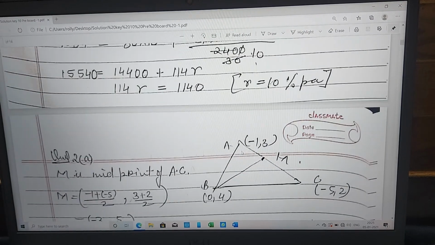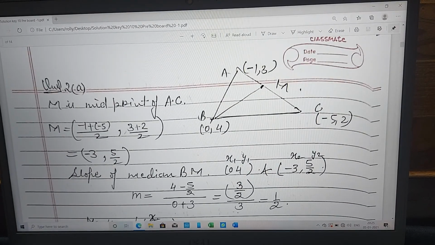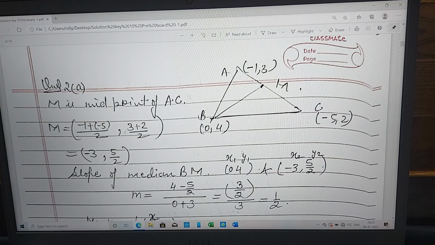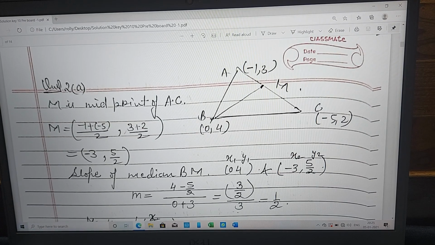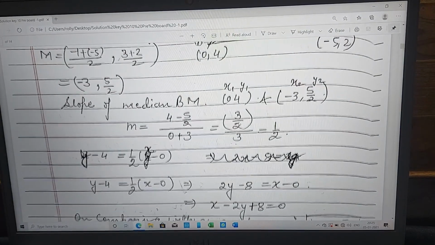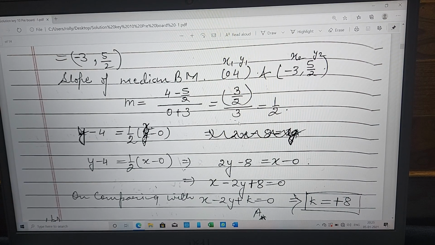Now we move on to question number 2. It is a very easy question. It says that in a triangle ABC, they have taken a median through point B, and the equation of the median is given as x minus 2y plus k.